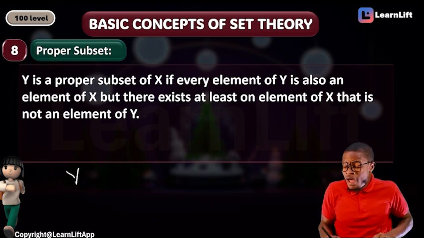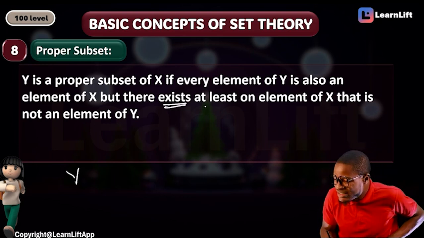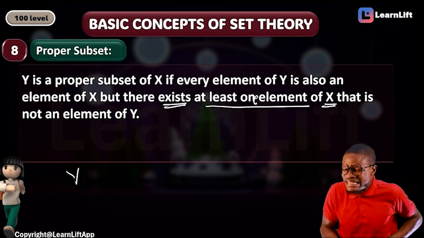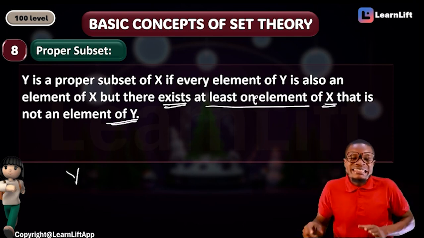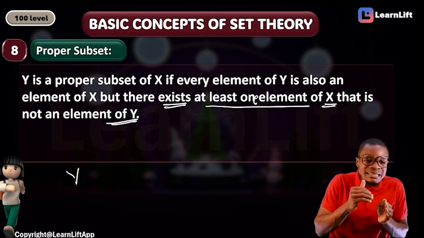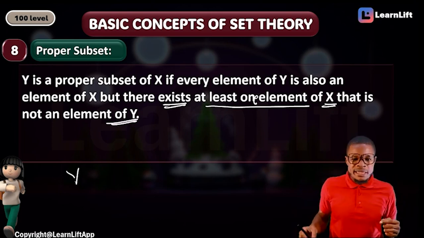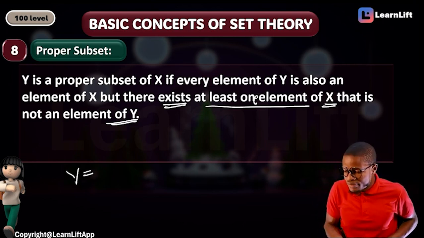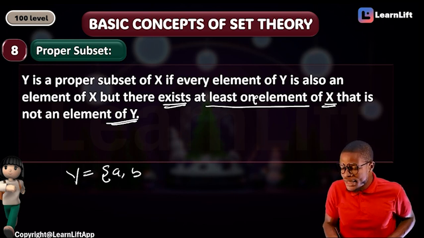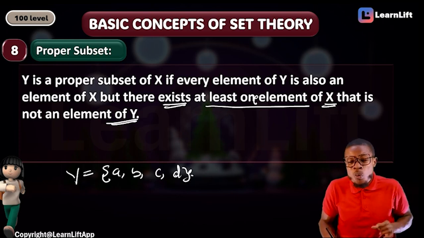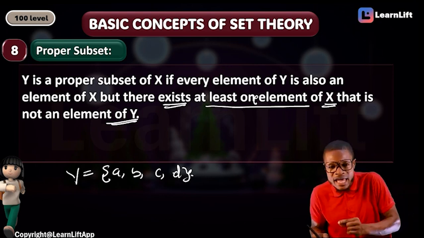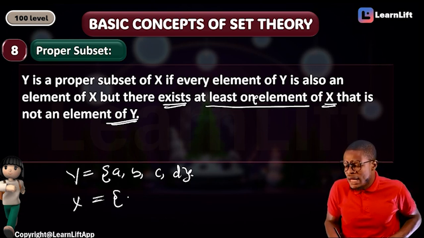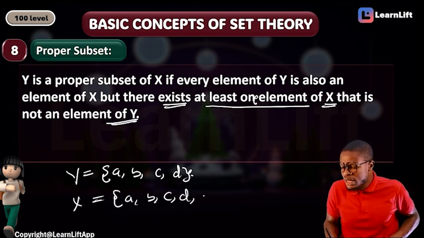But this is the difference now. There exists at least one element of X that is not an element of Y. At least there is that one element inside X that is not an element of Y. Okay, let me explain again to you. Let's say our set Y, we have agreed that our set Y is A, B, C, and then D. We say Y is a proper subset of X. Now, your Y is this, and your X here is A, B, C, D, and then E.